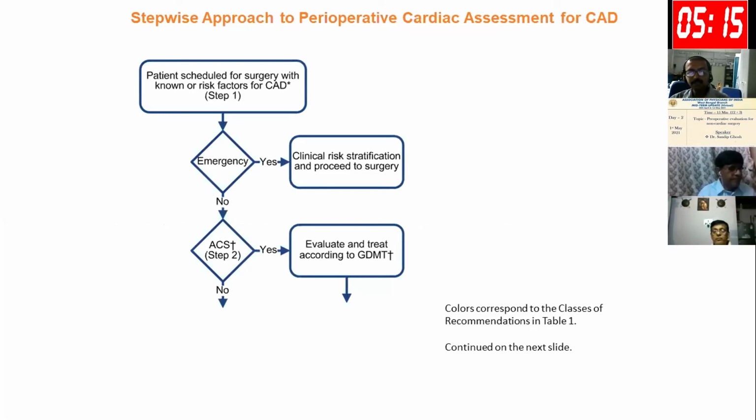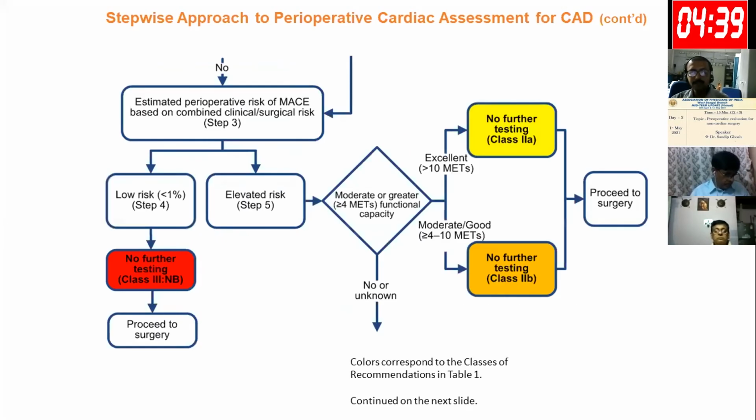The patient who is scheduled for surgery with known or risk factors for CAD: the first step is to know whether the surgery is an emergency or not. If emergency, we proceed for risk stratification and then go for the surgery. If no, then we evaluate. We ask whether the patient has a history of ACS or not. If the patient has an ACS history, then we have to evaluate and treat the patient according to guideline-directed medical therapy. If no, then we have to estimate the perioperative risk of MACE based on the combined clinical and surgical risk.